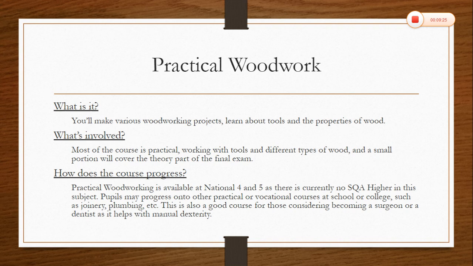As it says, it's mostly practical, but there is a little bit of theory, so you will be spending some time in the classroom. Practical woodwork is available in National 4 and 5 in the school. There's no Higher in it. At this time, we don't know if there'll ever be a Higher in it, but currently we don't offer a Higher. But if you get your National 4 and 5 in practical woodwork, there are other options when you go to 5th and 6th year that you could do in our vocational training centre, or even going to college. And it's good for those who like working with their hands, and it builds what's called your manual dexterity.